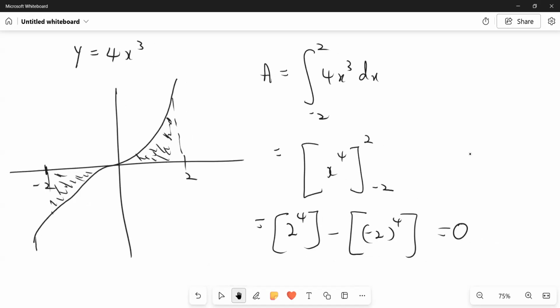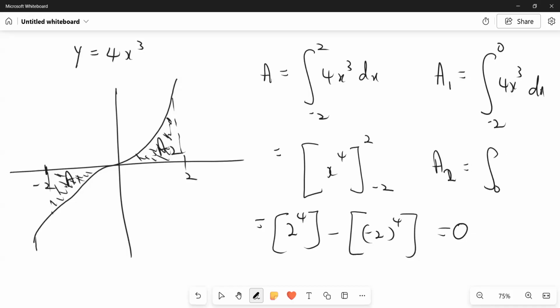Find the area, call it area 1, A1, and call this A2. I call area 1 the integral of 4x cubed from -2 to 0. Do that. And then find area 2, which is from 0 to 2, 4x cubed dx. Evaluate these two.